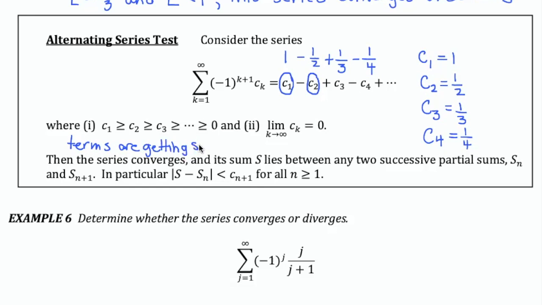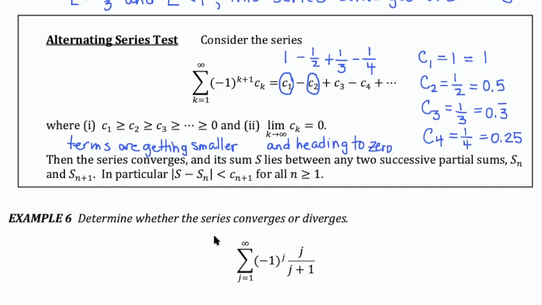And they should be approaching 0 is the second condition. So if we go back to this alternating harmonic, we have 1, we have 0.5, we have 0.3 repeating, we have 0.25. I can see that my terms are definitely getting smaller, and these values are converging to 0. So the terms are getting smaller and heading to 0. If that's the case, the series converges.